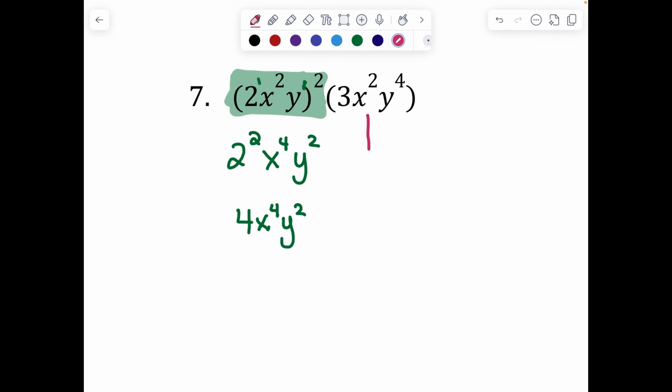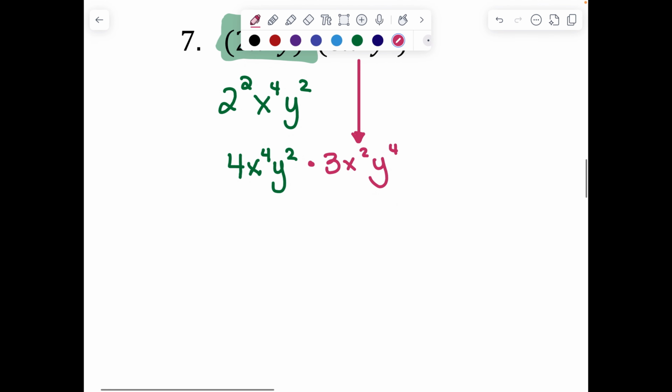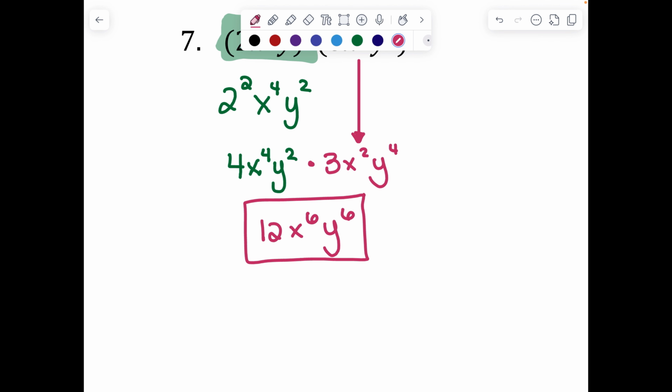Now I'm going to go ahead and bring this down and multiply it. So we have times 3x squared y to the 4th. So now we multiply our coefficients. So 4 times 3 is 12. Add our exponents. So 4 plus 2 is 6. And again, we add our y exponents. So 2 plus 4 is 6. So our final answer is 12x to the 6th, y to the 6th.